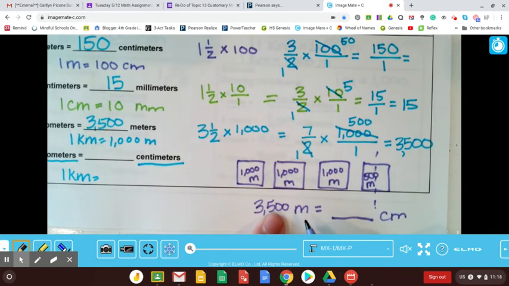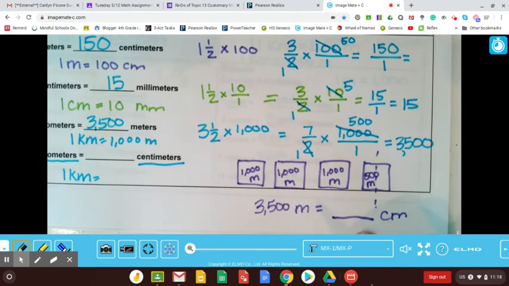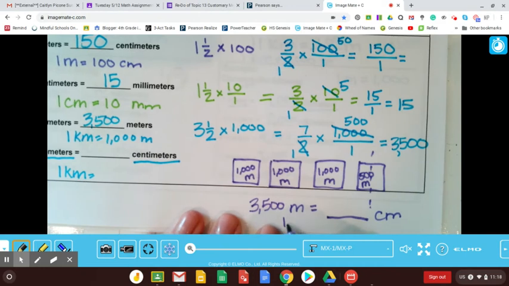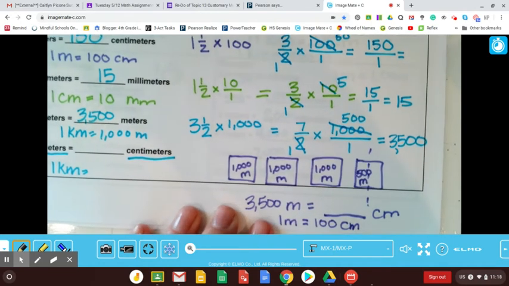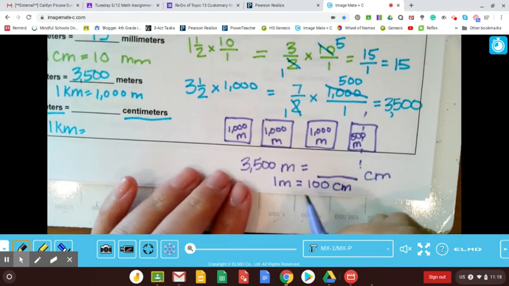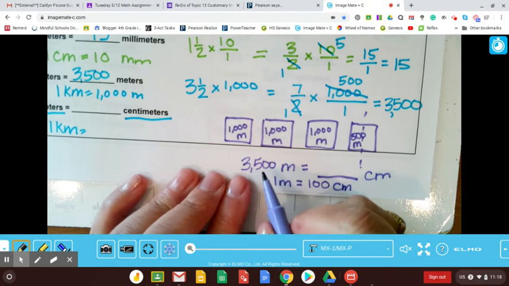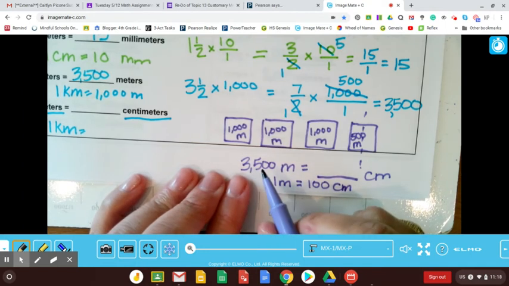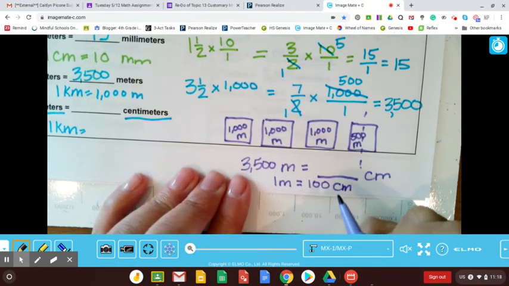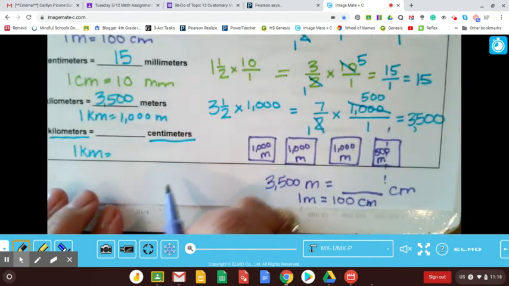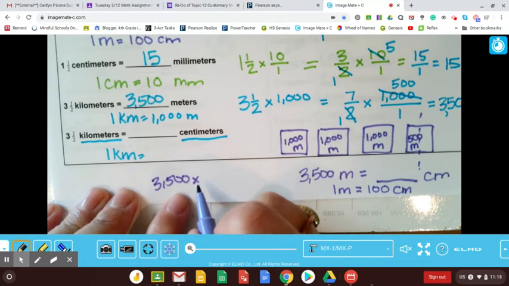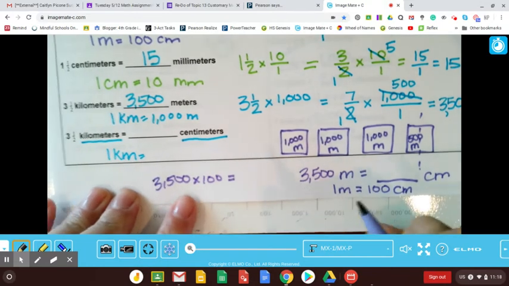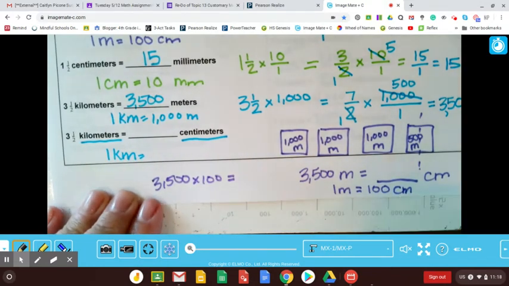What I'm looking for is centimeters. So now I can go from meters to centimeters because I know that 1 meter equals 100 centimeters. Sorry, it's hard to see this right now. I'm at the edge of my paper. So 3,500 meters would be 3,500 times 100, right? Which would be, if we did that, 3,500 times 100.